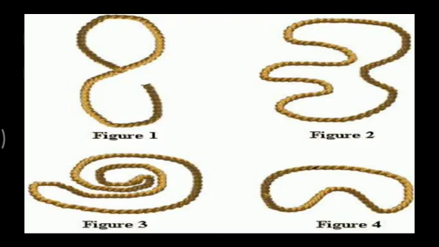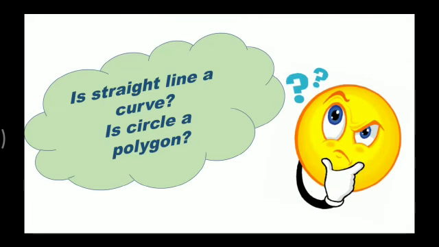I want you to identify the types of curves from the given figures and think about these questions. Is a straight line a curve, and is a circle a polygon?